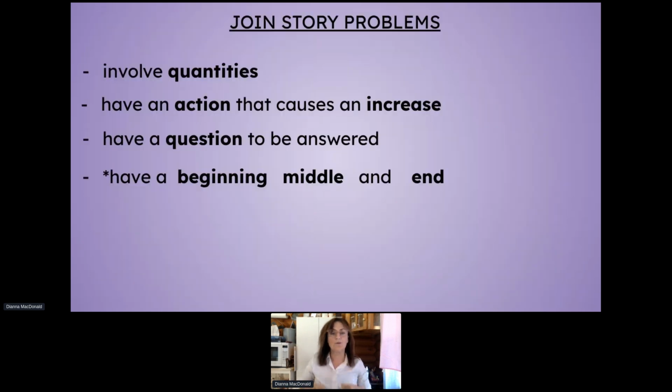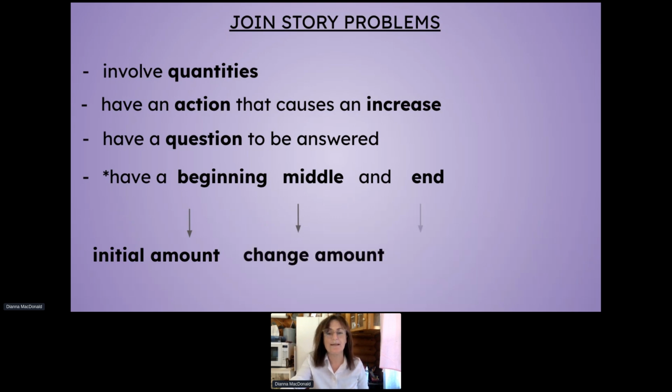Okay, so joining story problems involve quantities. They have an action that causes an increase, and they have a question to be answered. And they have a beginning, a middle, and an end: beginning with an initial amount, a middle with a change amount, and an end, which is your result amount.